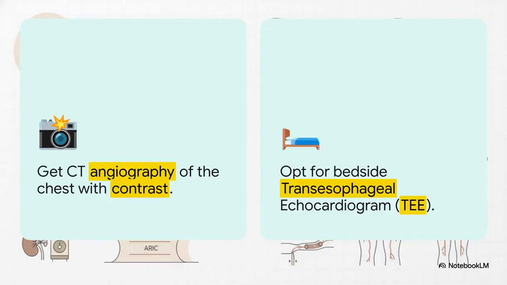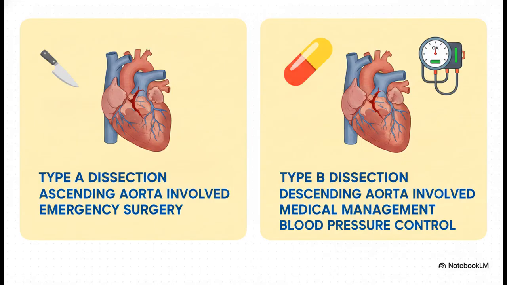When it comes to definitive imaging, your choice depends entirely on the patient's hemodynamics. For stable patients, you'll go with a CT angiography of the chest with contrast to see the exact extent of the tear. But if the patient is unstable, or if they have a contrast allergy or renal failure, you need to use a bedside transesophageal echocardiogram, or TEE.